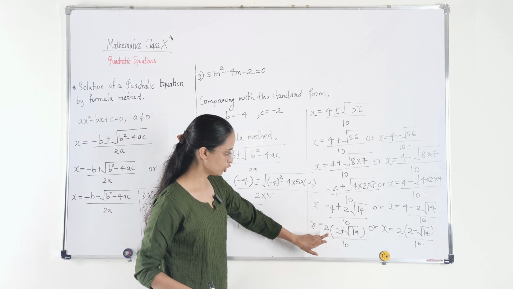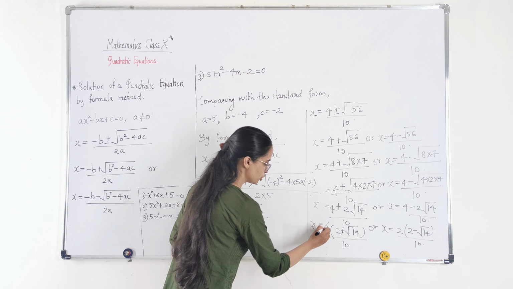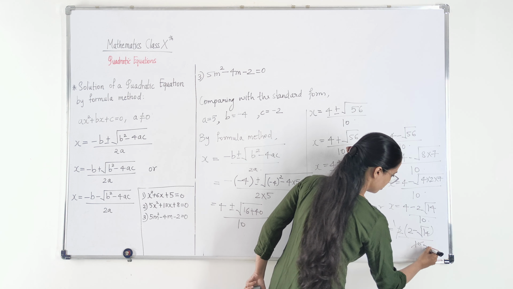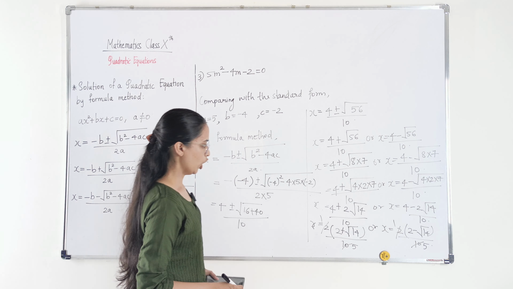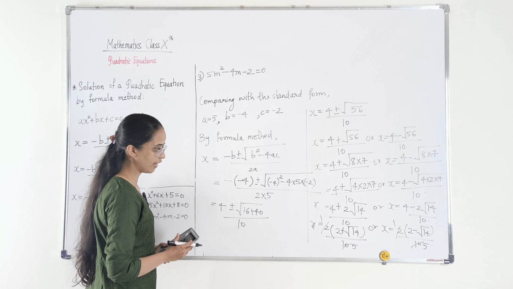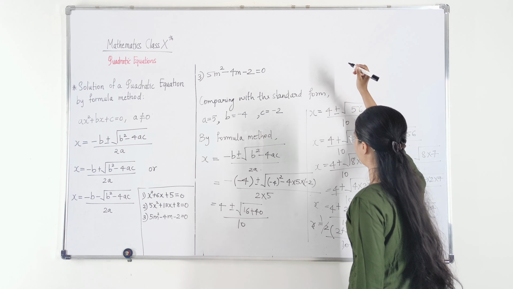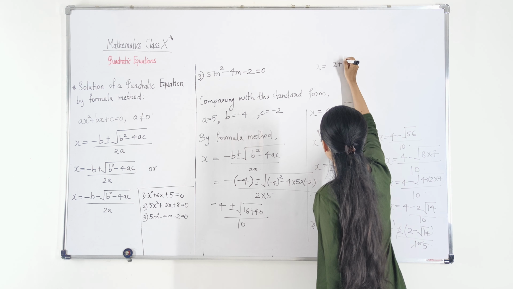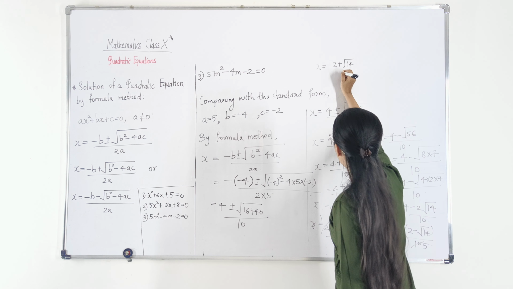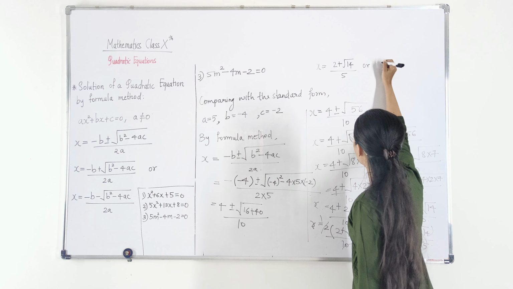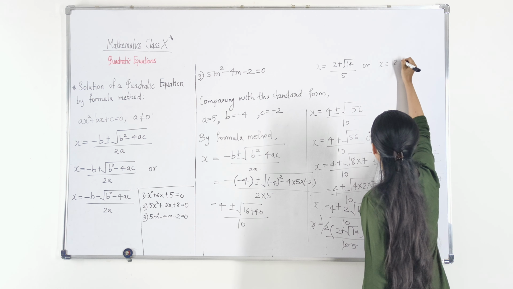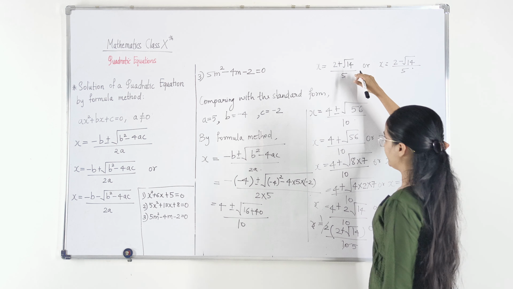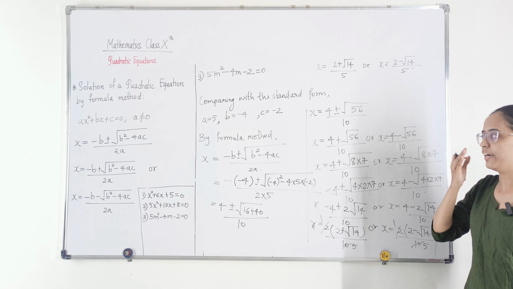Now can you reduce this 2 and 10 with each other? So we can. 2 ones are 2 and 2 fives are 10. Similarly, you can reduce the numerator and denominator in the second value also, and that is how the final solution for this particular equation turns out to be x equals 2 plus under root of 14 by 5, or x equals 2 minus under root of 14 by 5. And these are the two solutions for the given quadratic equation.